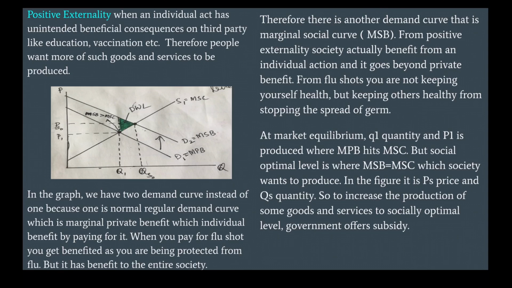In the graph, we have two demand curves instead of one, because one is the normal, regular demand curve, which is marginal private benefit, which the individual benefits from by paying for it. When you pay for a flu shot, you benefit as you are being protected from flu, but it has benefits for the entire society. Therefore, there is another demand curve that is the marginal social benefit curve.